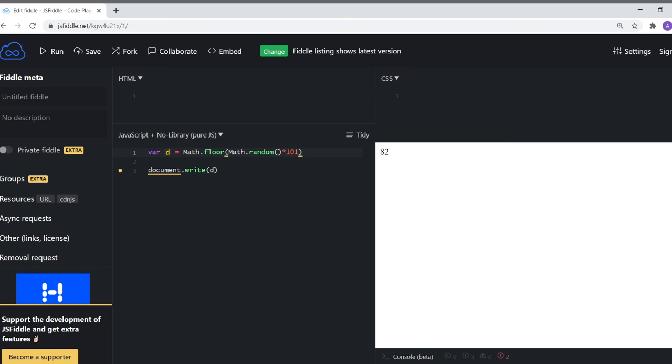So what's happening here is it's giving us a random number between 0 and 1. We're multiplying that by 101, right? And then we're just flooring it. We're just rounding it off to the floor. That's how we get a whole number between 0 and 100, right?